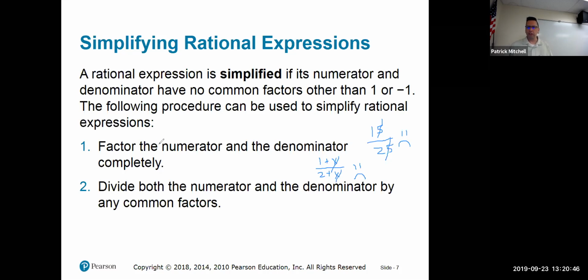So when you're simplifying your rational expression, it's all about factoring. You have to factor everything and then get rid of common factors. See, these X's here are not factors. They are terms. Factored means written as multiplication, right? Okay. So let's look at an example.